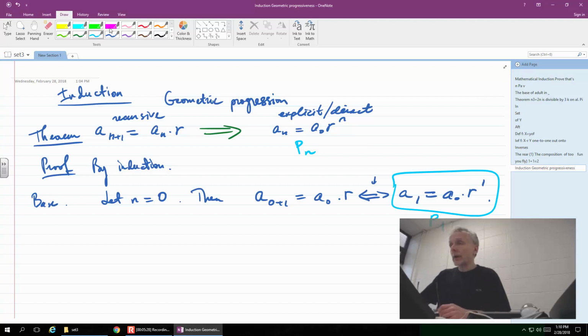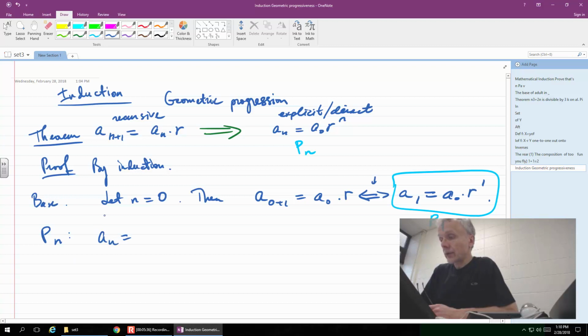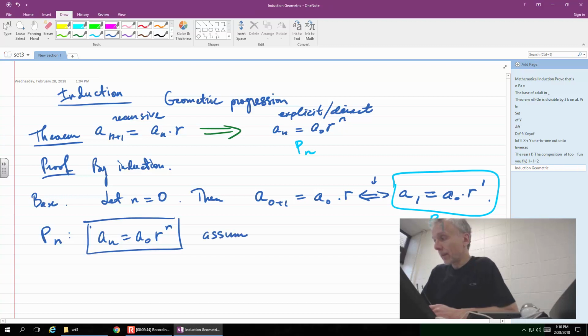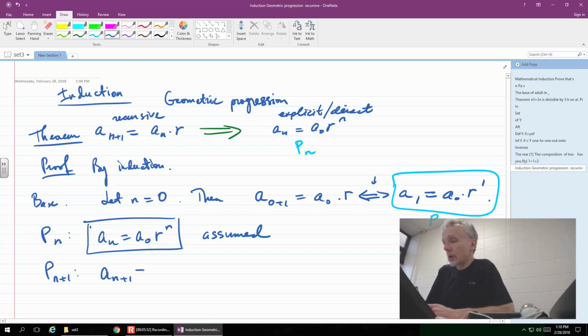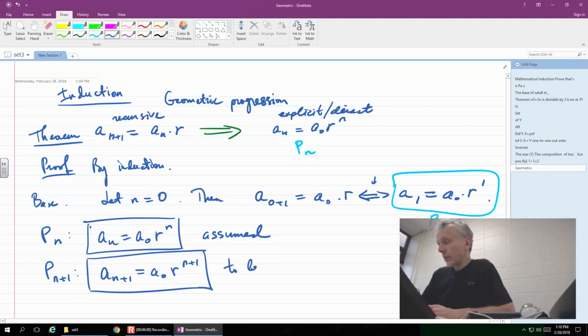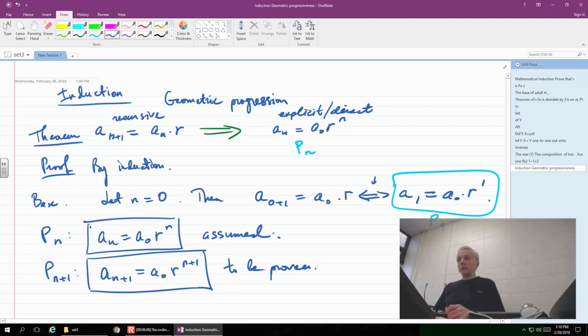Now let's write Pn out just in case. An is equal to A naught R to the n, so that's my statement, my proposition that I'm going to be assuming. This is assumed, and then I go with Pn plus 1, An plus 1. So substitution, literally, I replace n with n plus 1: A naught R to the n plus 1. Okay, so that's Pn plus 1, to be proven. Any thoughts?